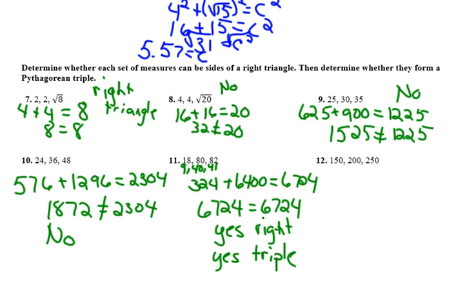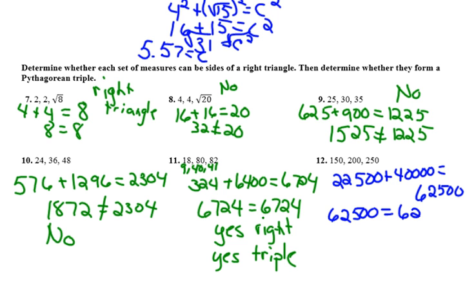So let's see, 150 squared is 22,500. 200 squared and 250 squared is 62,500. Add those together, and conveniently, I believe we do get our Pythagorean theorem. It works. And yes, it's a triple. Again, a triple has to be whole numbers or integers.